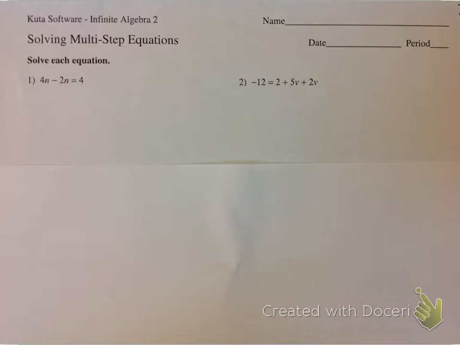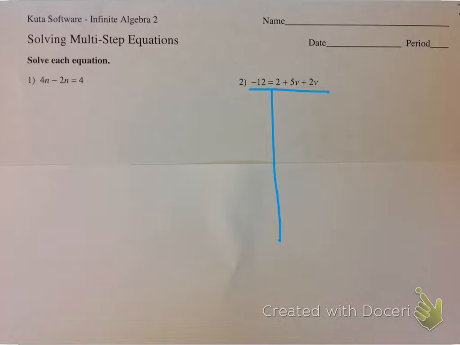Alright, so let's start with number 2. But before we do, actually, please make sure you have your name and the period and the date exactly where it's supposed to be so that it doesn't get lost. Now we can do number 2.